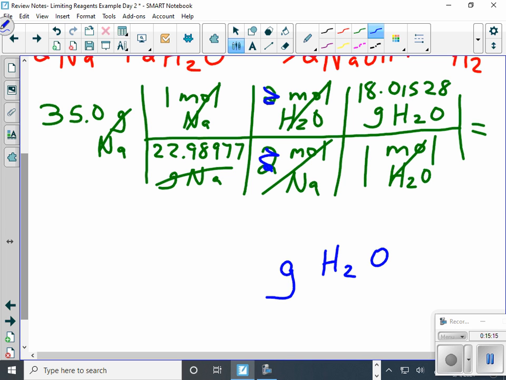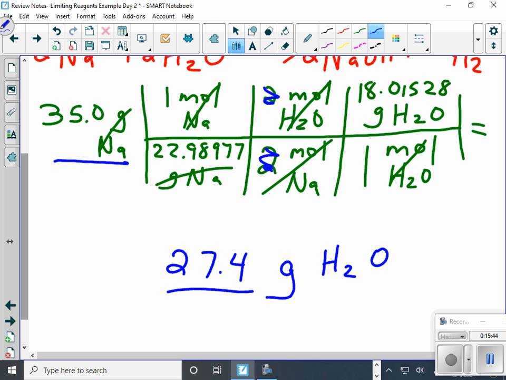Well, when I did that, it gave me, to 3 sig figs, 27.4 grams of water. So, if I have 35 grams of sodium, 100% reacts with 27.4 grams of water. Do I have 27.4 grams of water? Yeah, I got 35 grams of water, right?